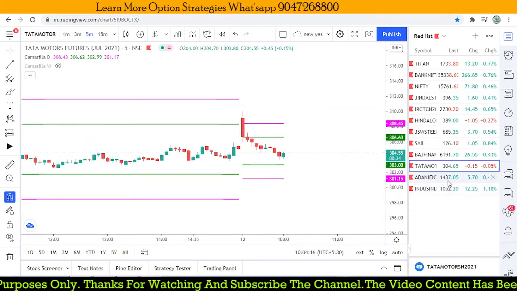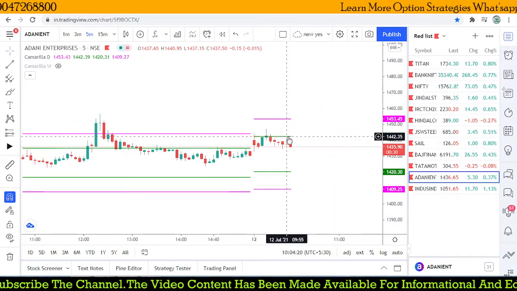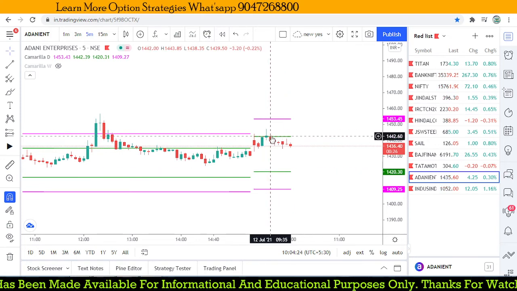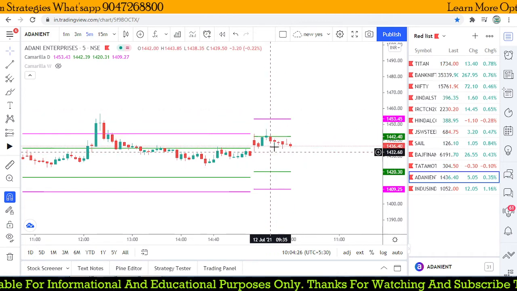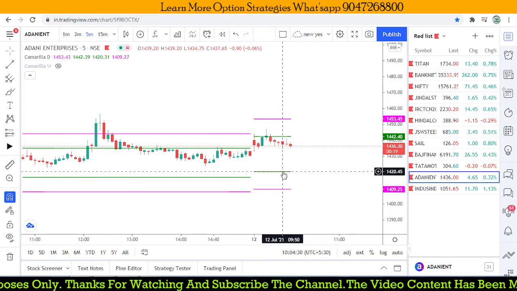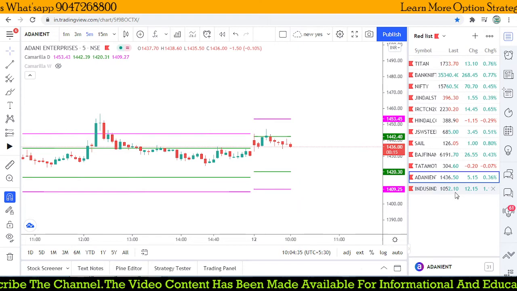Let's see that. And other stocks, Adani Enterprises: there could be a sell opportunity at this point because it is at a little bit higher value, but we are not going to go for a short. We will try a reversal entry, and also we can go for a breakout entry.